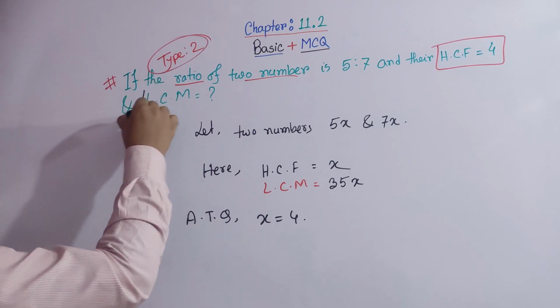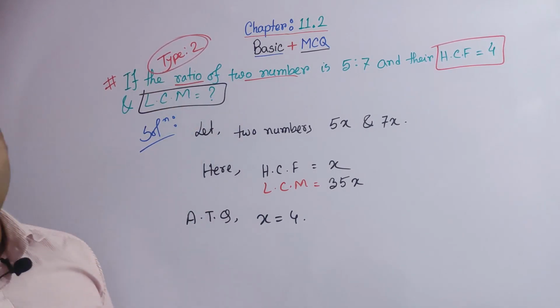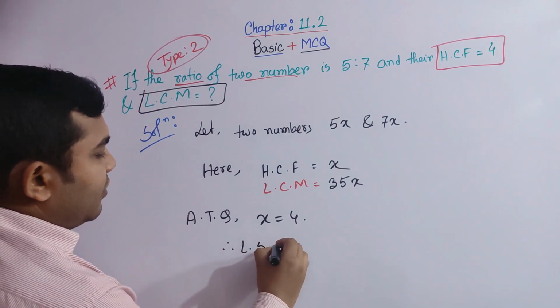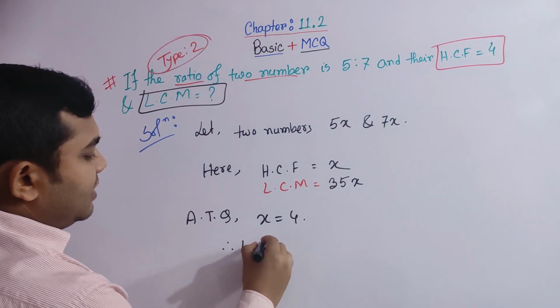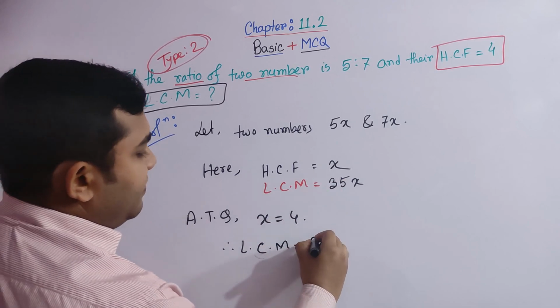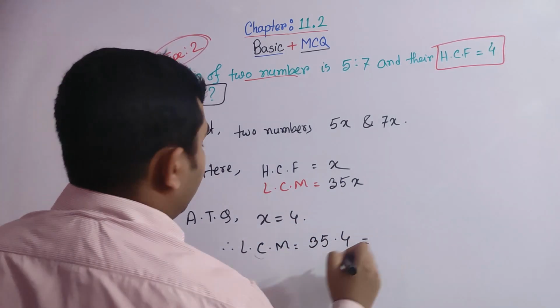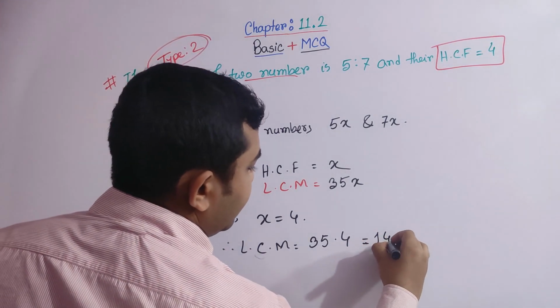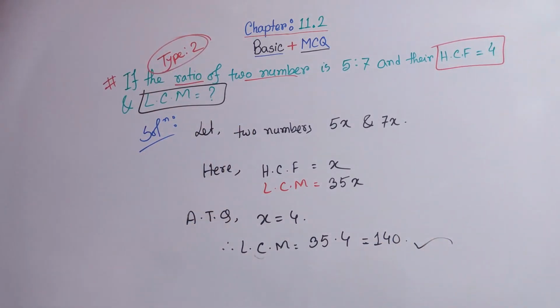And what do we have to find? We have to find the value of LCM, and we already understand how we can go for that. LCM is going to be 35 into 4. If we multiply 35 into 4, it's nothing but 140, and that's our required answer.